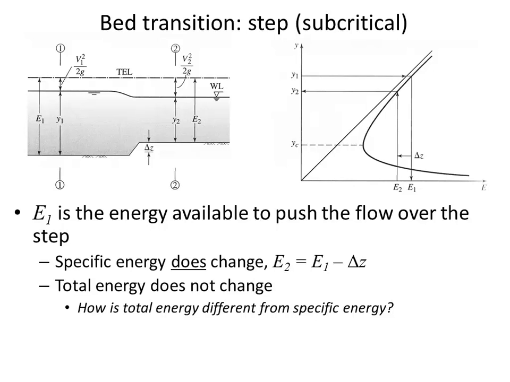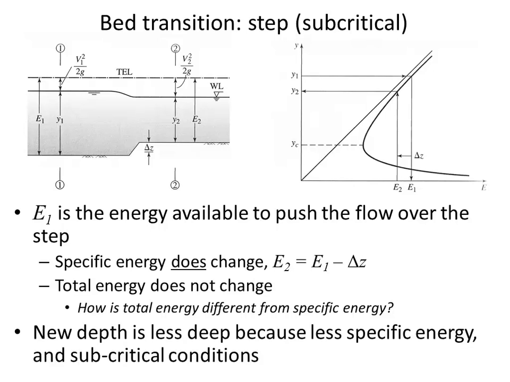As you get closer and closer to the critical depth and the minimum specific energy, there's going to be less of a change. All right, so in this example of a step up with subcritical flow, the new depth is less deep. The flow depth at 2 is less deep because there's less specific energy.